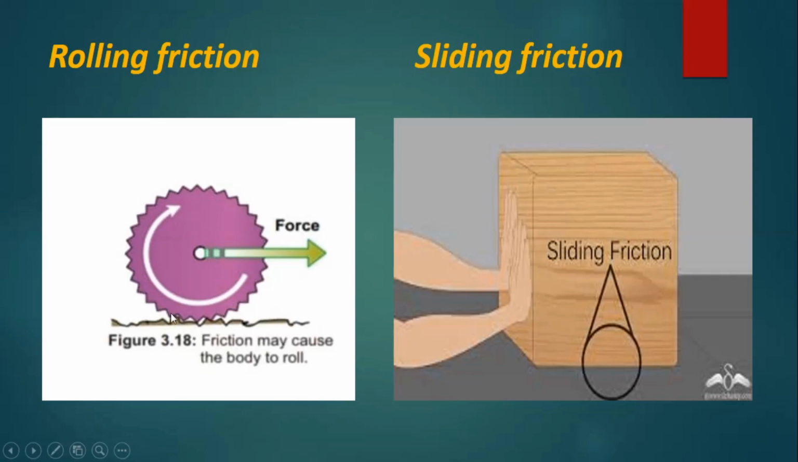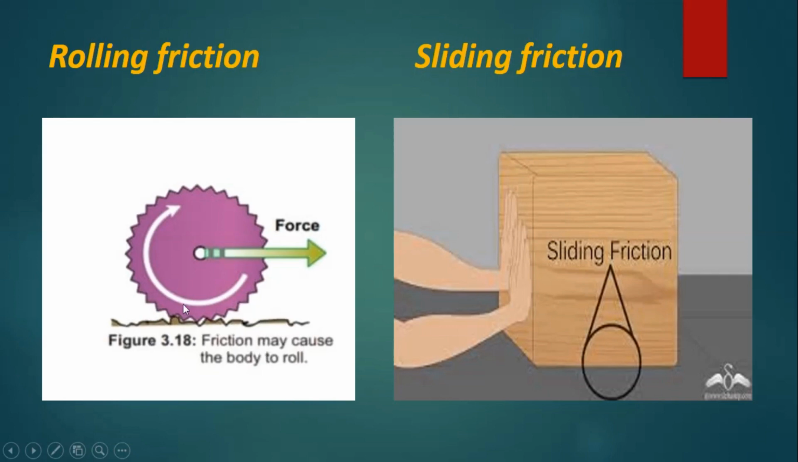The rolling friction is between the rolling body, see here, this is the wheel, the wheel is the rolling body, and the ground. But sliding friction is the friction between the sliding body and the ground. Here, the point of contact between the rolling wheel and the ground is very small. See here, it is very small. But here, the point of contact between the sliding body and the ground is very large.